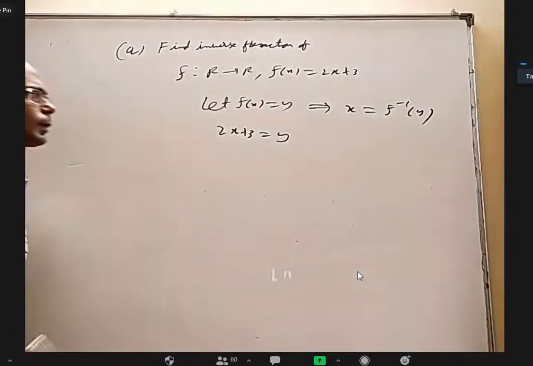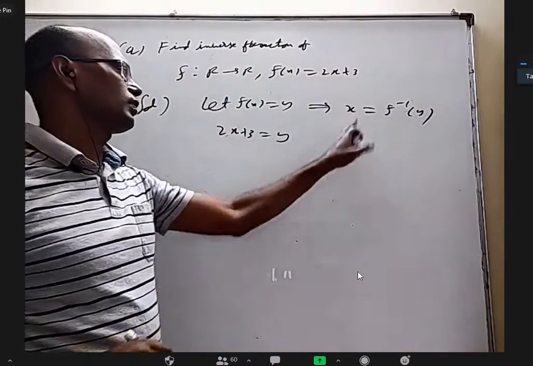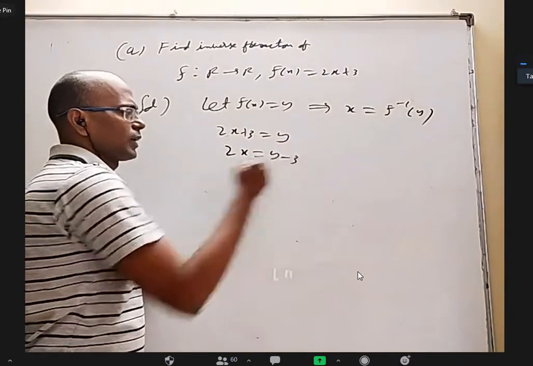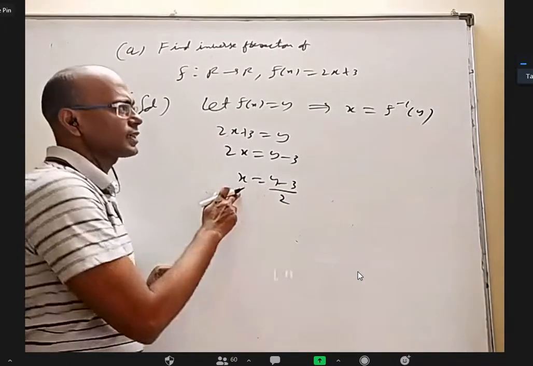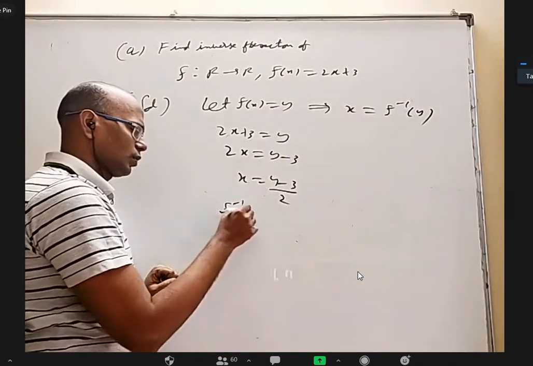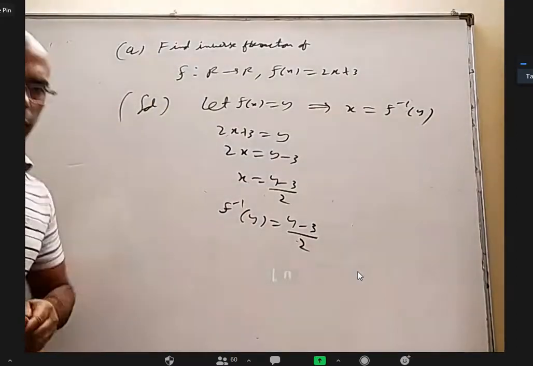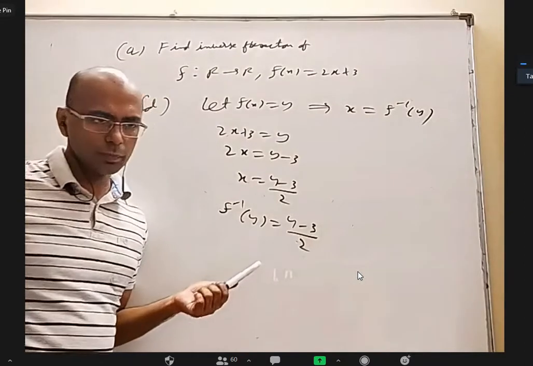So we'll take f of x equal to y, and x will be f inverse of y. 2x plus 3 equals y, 2x equals y minus 3, x is equal to (y minus 3) by 2. And what is x? f inverse of y. So f inverse of y is (y minus 3) by 2. If f inverse of y is (y minus 3) by 2, what will f inverse of k be?